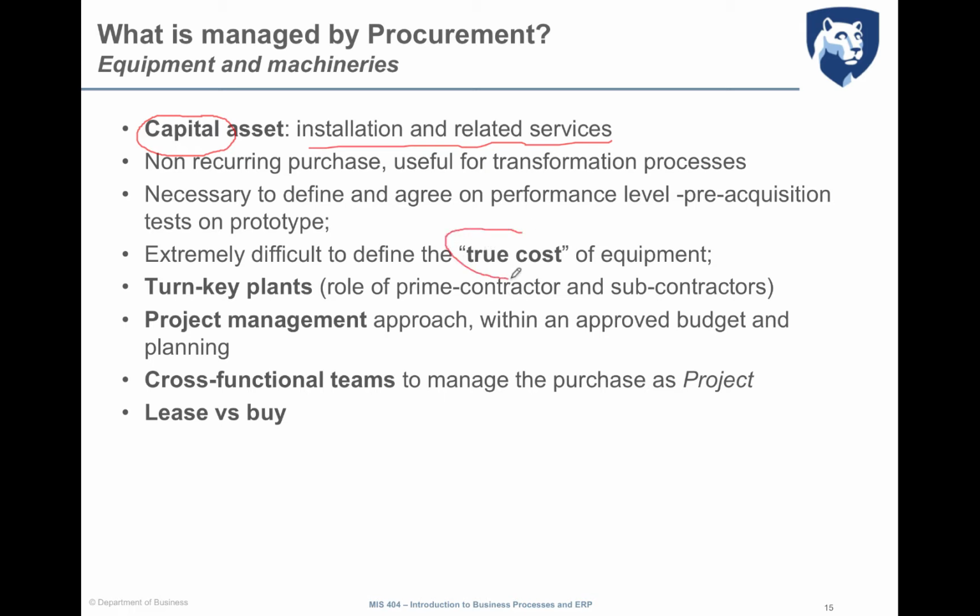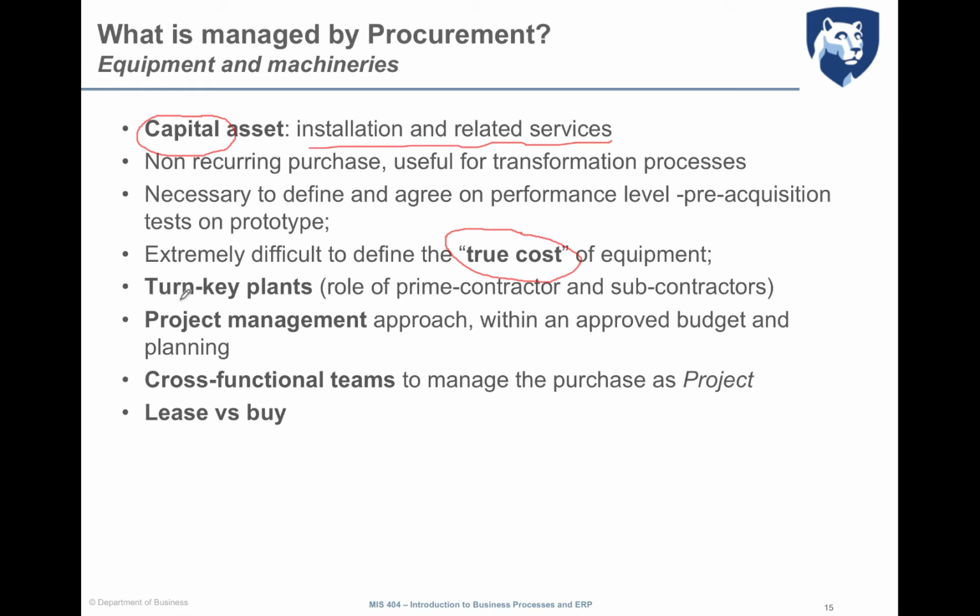and there is also difficulty in defining the true cost of the equipment, because usually we need to calculate what we call the total cost of ownership of an asset. So how much it means buying these assets from now to the duration of all its life, and different options are available in terms of contract to be signed.